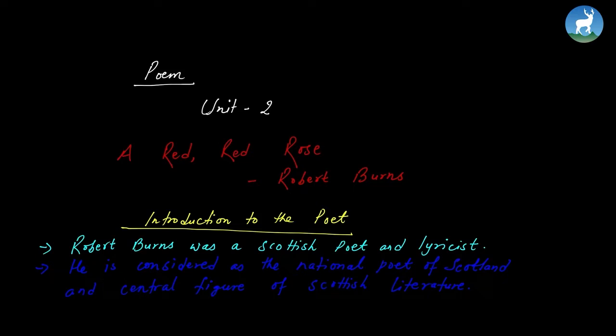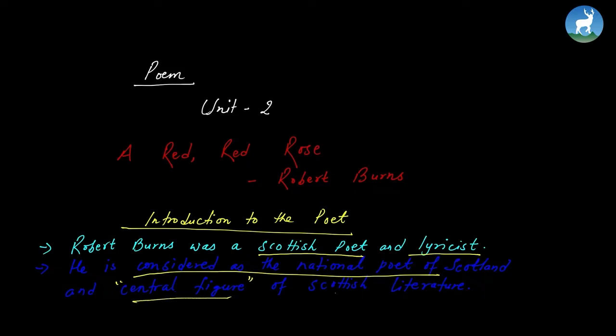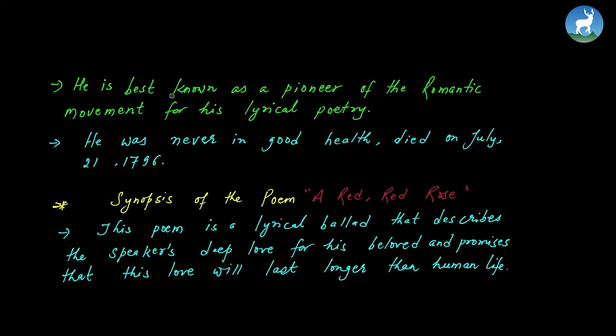First, let's go with the introduction to the poet, who Robert Burns was. Robert Burns was a Scottish poet and lyricist. He is also considered the national poet of Scotland, as well as the central figure of Scottish literature. He is best known as the pioneer of the Romantic movement for his lyrical poetry.